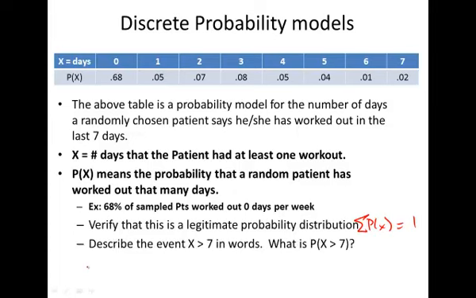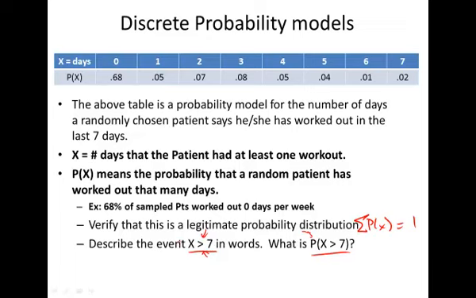All right, so in words, what do we mean when we say x is greater than 7? This is a greater than sign, by the way. What is the probability that x is greater than 7? So there are 2 questions being asked. The first question is, what does x is greater than 7 mean in words? The second question is, what is the probability that x is greater than 7?